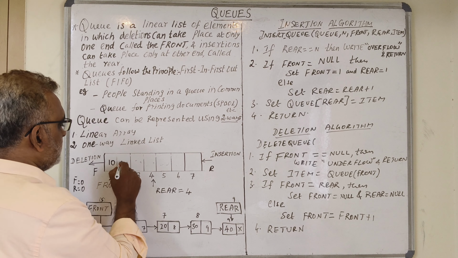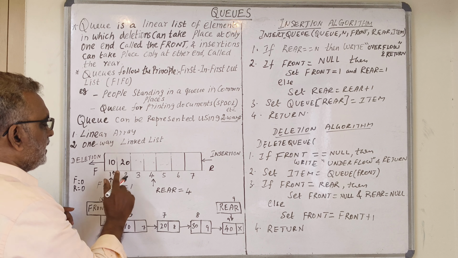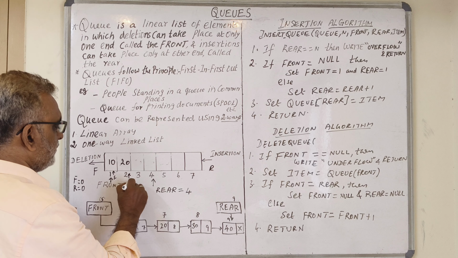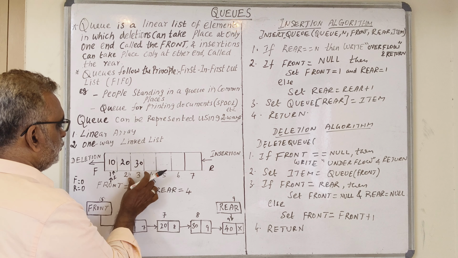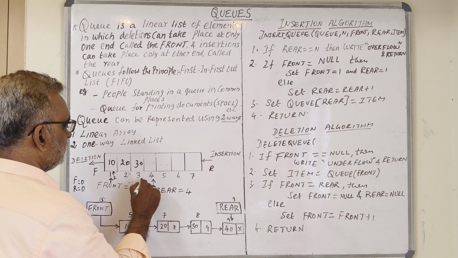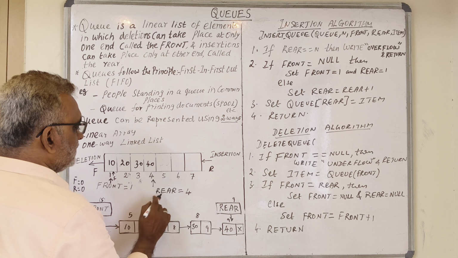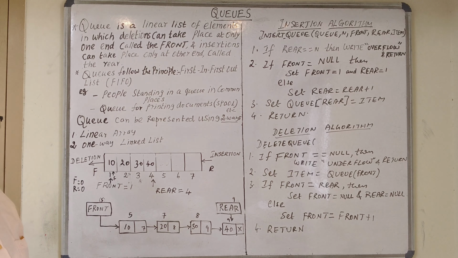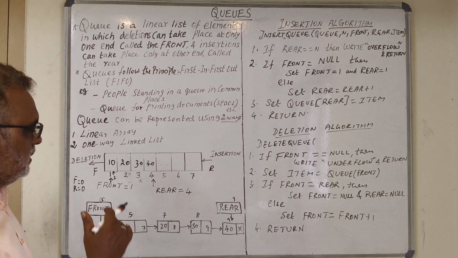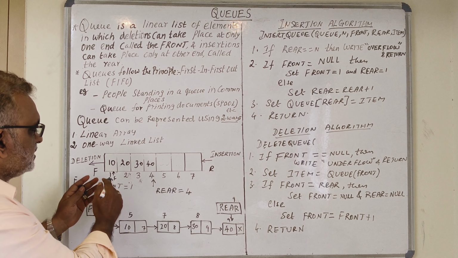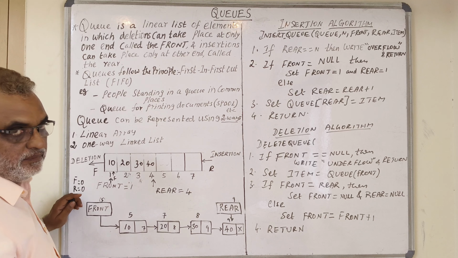Suppose we insert the next element, the value of rear will become 2. Rear will come here. If we insert another element, the rear will move to the next location, that is 3. Similarly, for the next element, 40, the rear is at the 4th location. So this is how we can insert the elements. At the time of insertion, the value of rear is incremented.